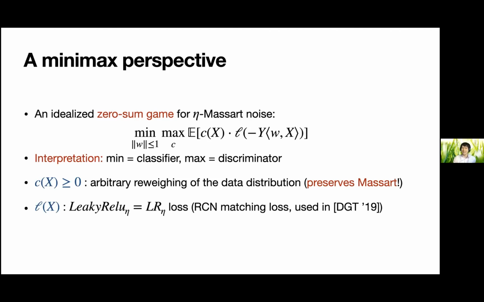Now here's L of x. It's the same L of x from before. It happens to be the same as the Lipschitz function, or the RCN matching loss. And it was also used in DGT 19 in some way.